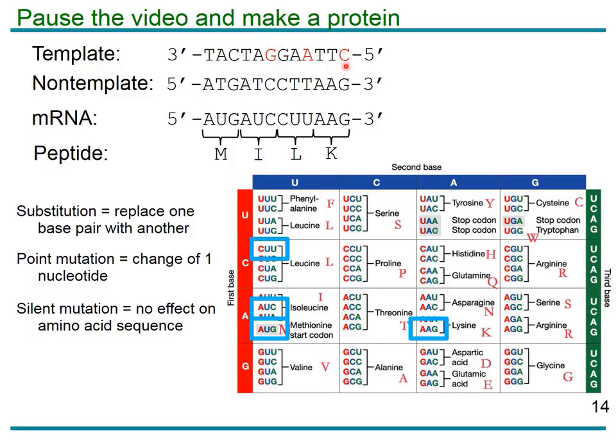So we had 3 different point mutations. We had a point mutation here where that adenine was changed to a guanine. We had another point mutation where a guanine was changed to an adenine. We had a third point mutation where thymine was changed to a cytosine. Each of those mutations was also a silent mutation. They were silent because they had no effect on that final amino acid sequence.